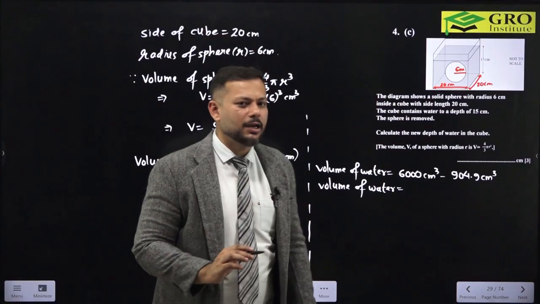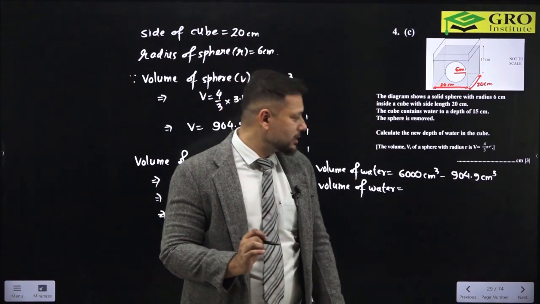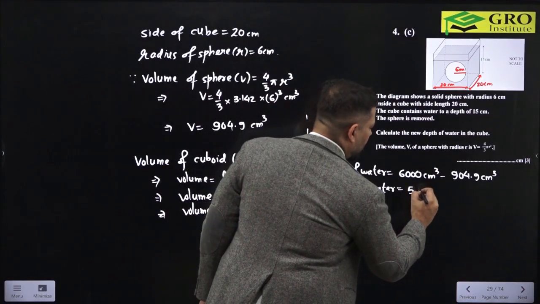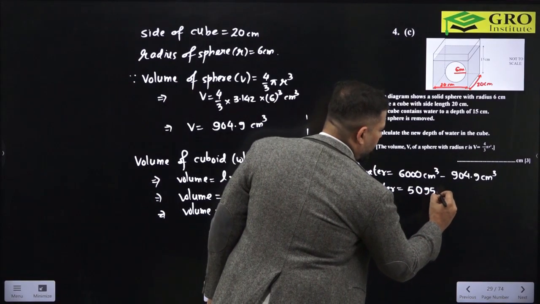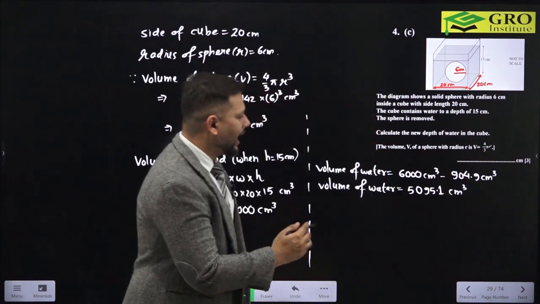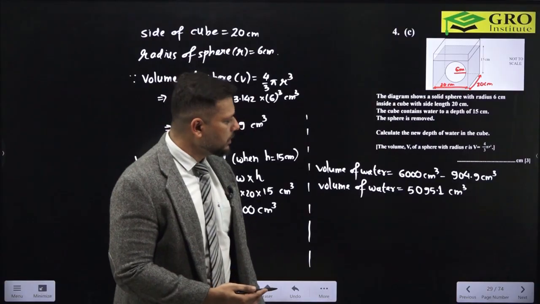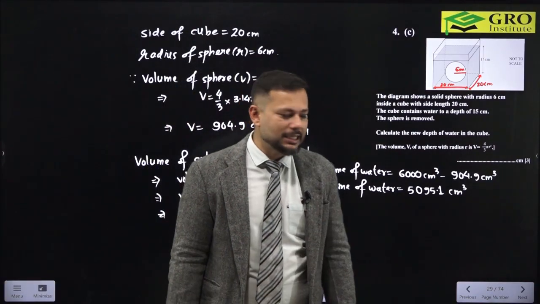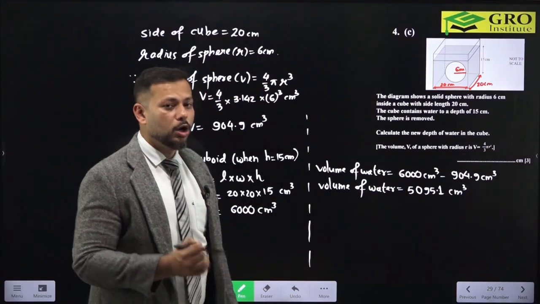So that gives us the volume of water to be the difference of this. 6000 minus 900 will give us 5100, and 5100 minus 4.9 will be 5095.1. Isn't it, guys? Because if I add 904.9 to it, it will become 6000, isn't it? Yes, correct. So 5095.1 centimeter cube is the volume of water.